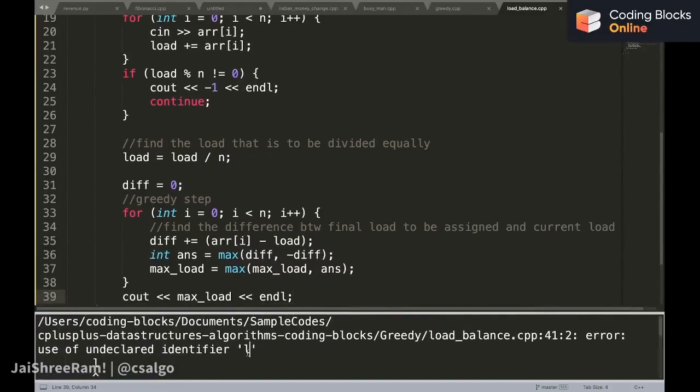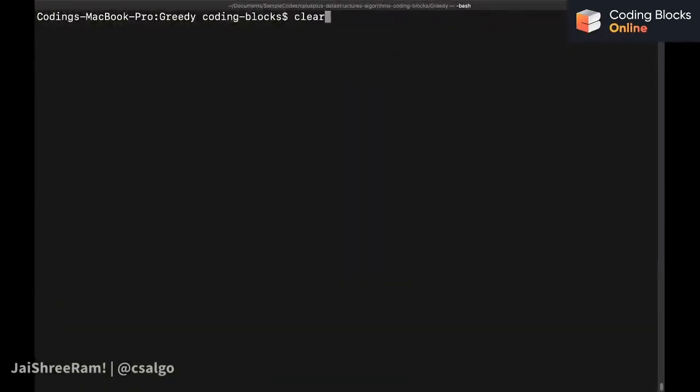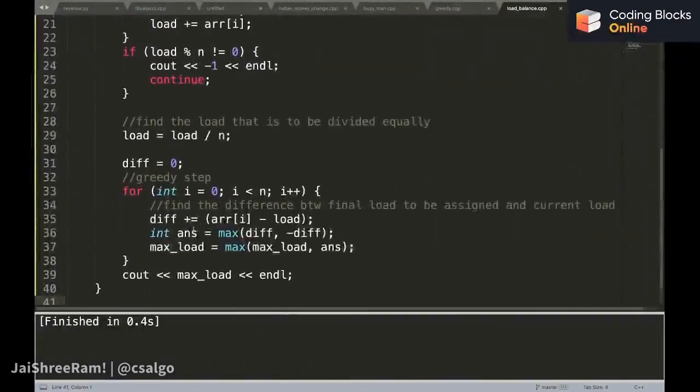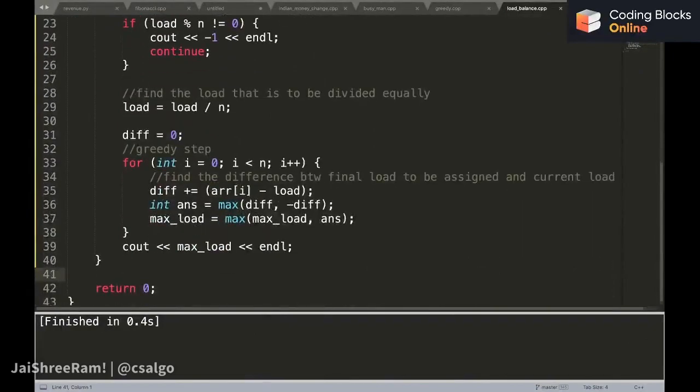We have an undeclared identifier L. This should be removed. Now let's try to run the code, and let's say we have 4 cells, 0, 6, 10, 0. Clearly we know the answer is 4 in this case. Suppose we have again 4 cells, 10, 0, 0, 6. We should get 6 in this case, and we are getting it. Suppose we have 3 cells, 0, 99 and 3. We are getting 34 in this case. So that means our implementation is correct, and this is how we could solve this problem, and I hope you got the solution.